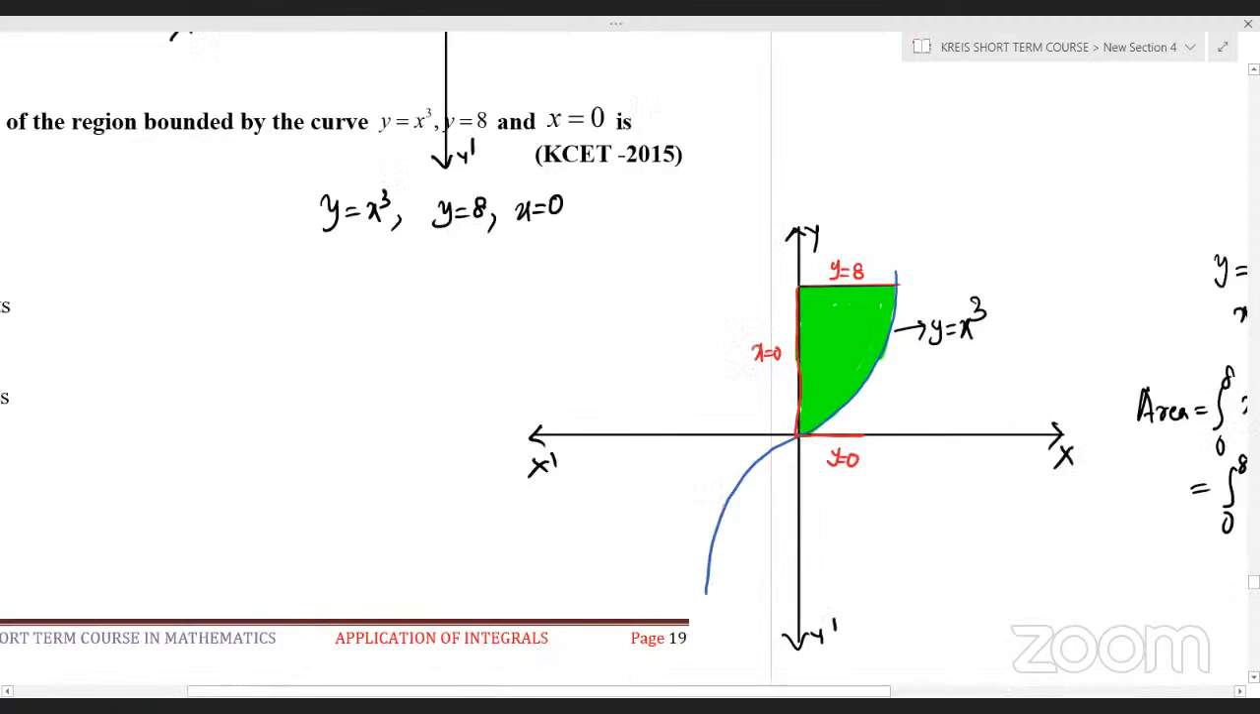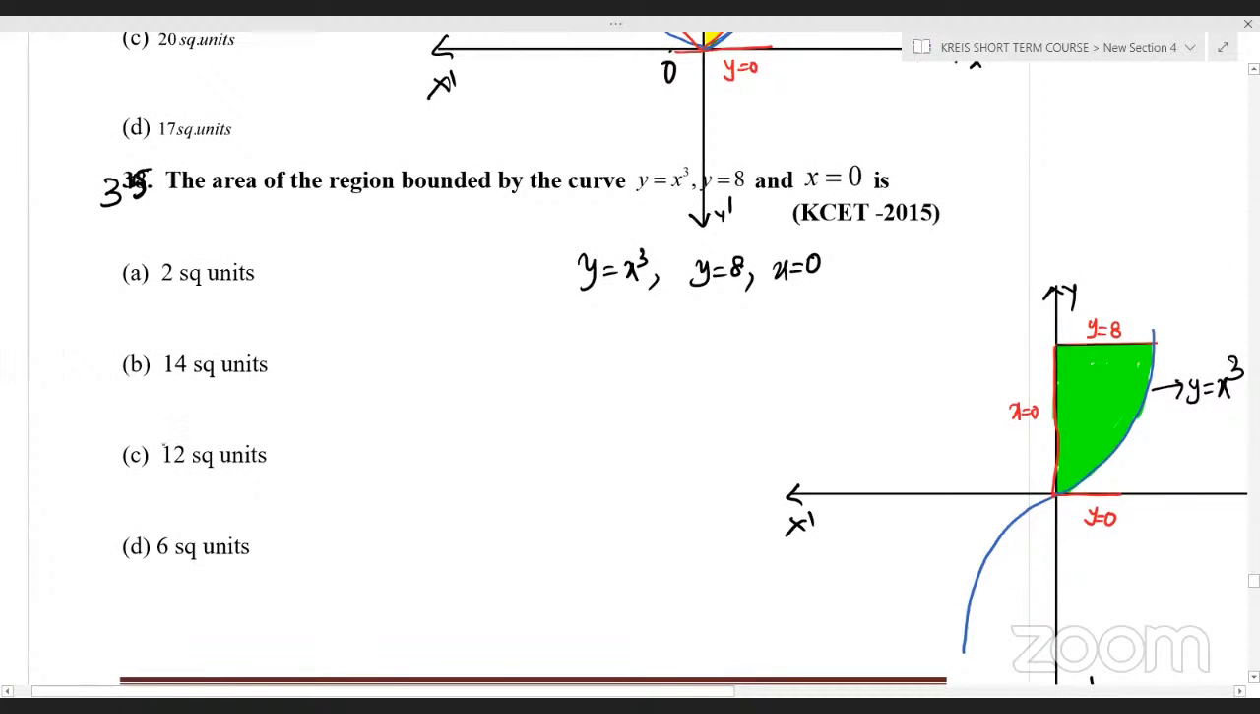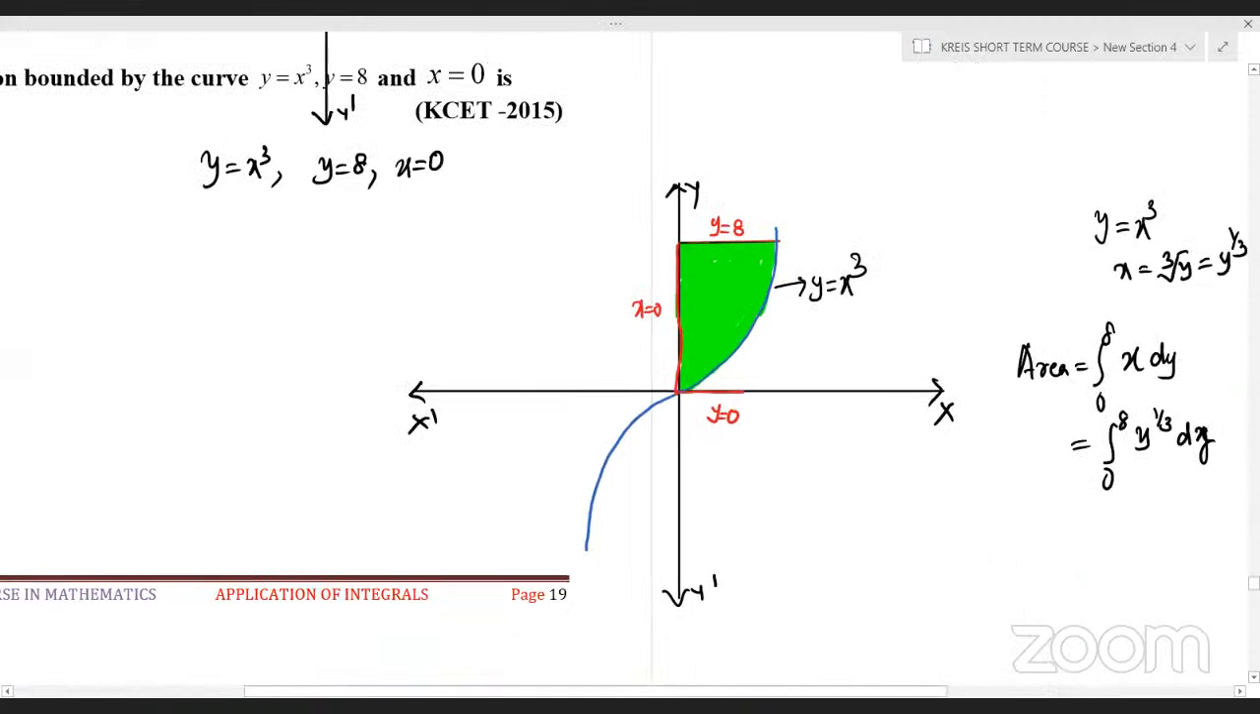So the correct answer for this is option C, right? So if you know the nature of the curves and the diagram for the curve, you can solve application of integrals in the easiest manner, right? So let us see the next question, what comes.